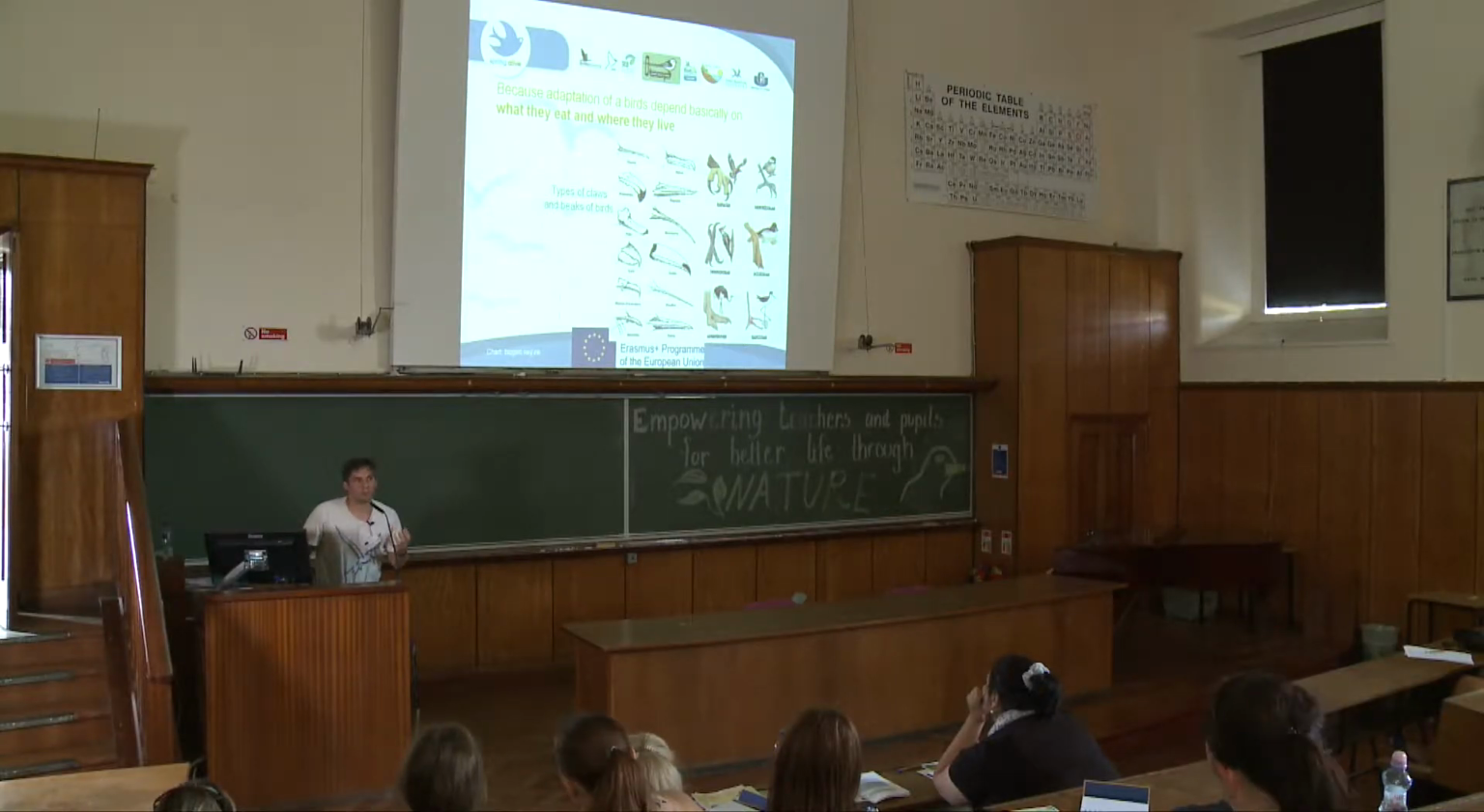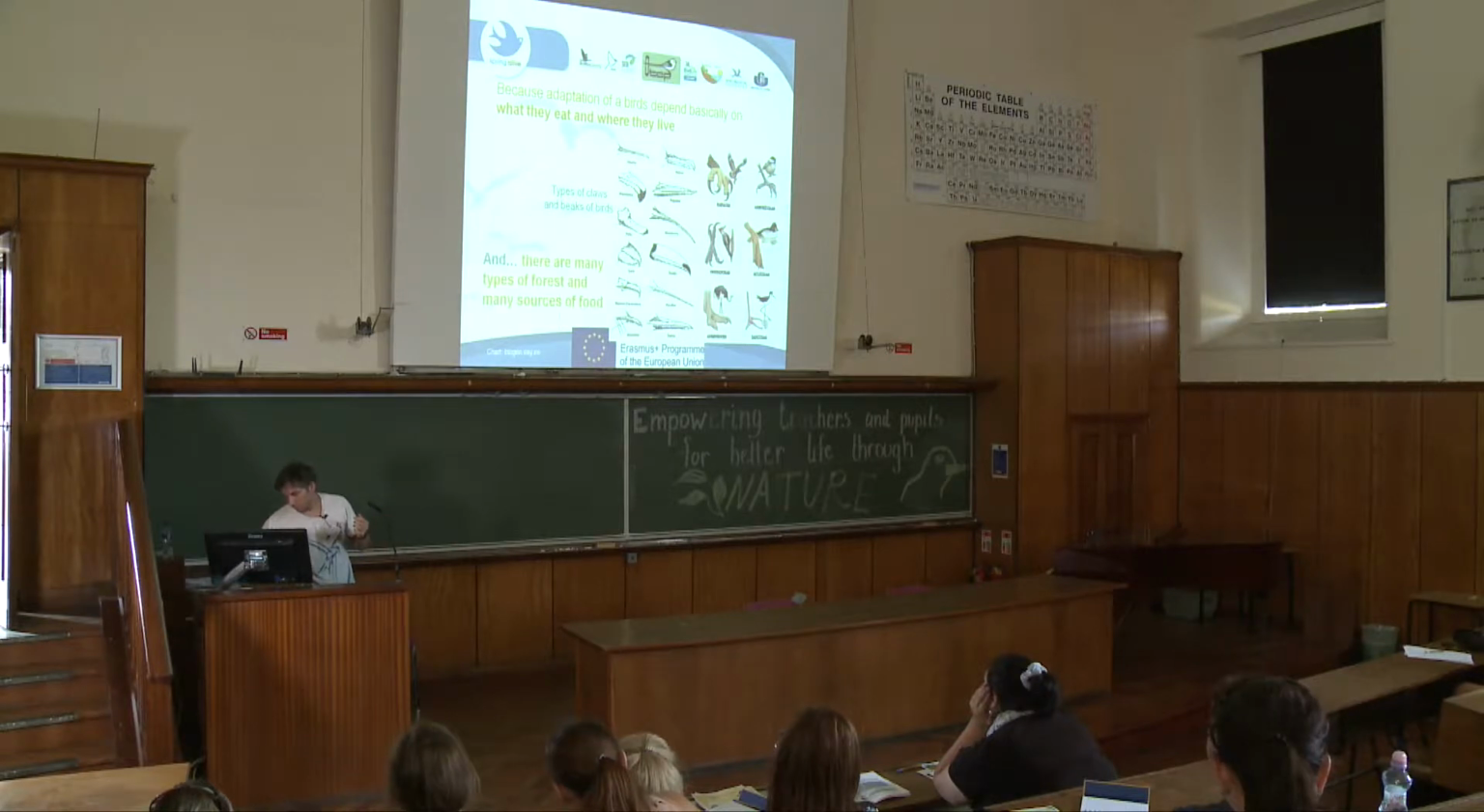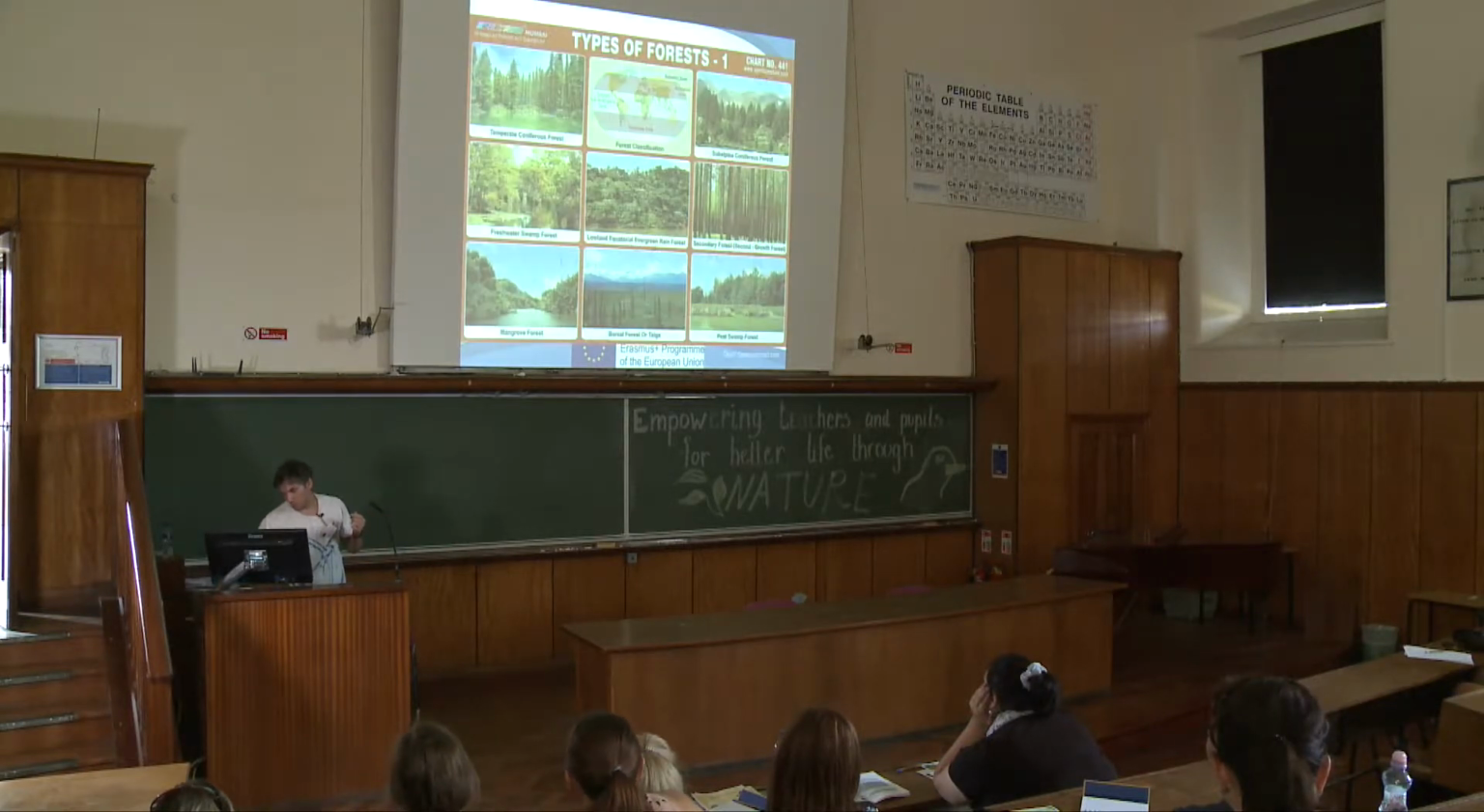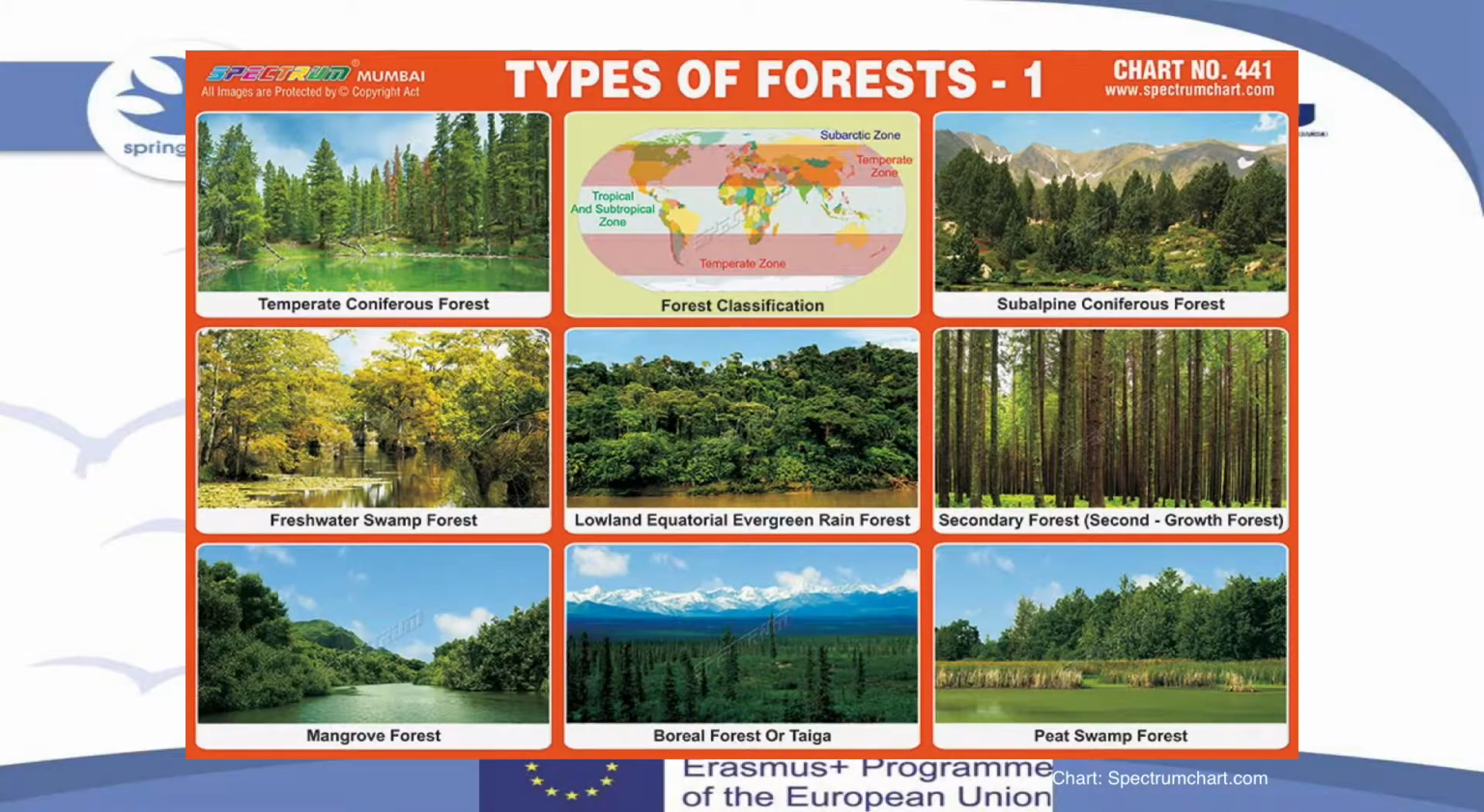What happens in a forest? There are too many different kinds of forests. They have too many different kinds of food, so the adaptations are totally different. That means that forest birds are totally different from each other. Here you have one example. All of these are forests, but there is no relationship between tropical forests, rainforests, and Mediterranean forests. They only have something in common: there are plenty of trees.